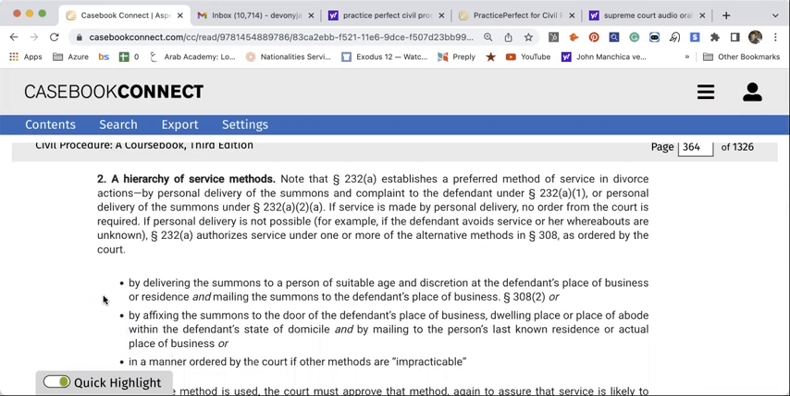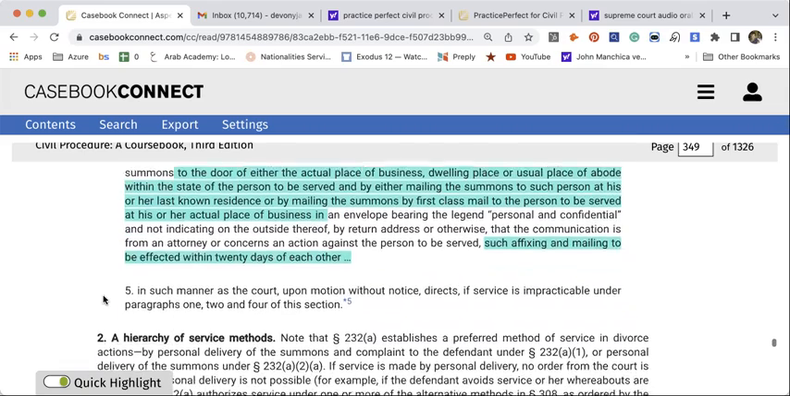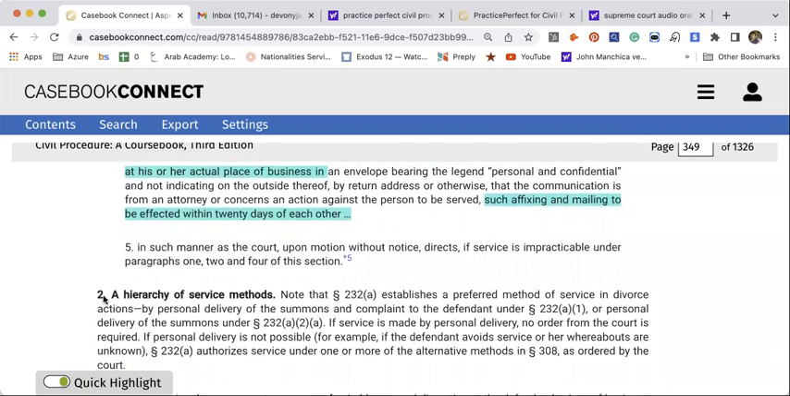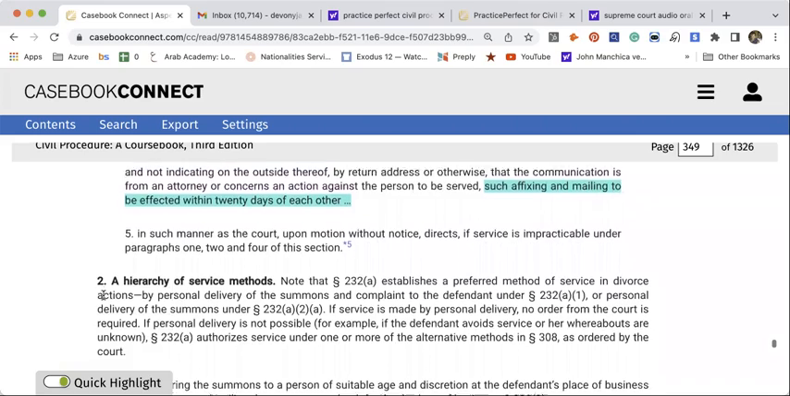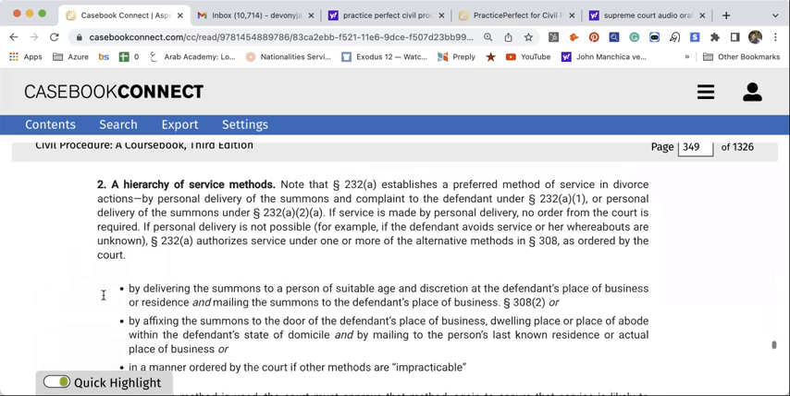A hierarchy of service methods. Note, in each manner as the court upon motion without notice directs if service is impractical. Okay. A hierarchy of service methods.